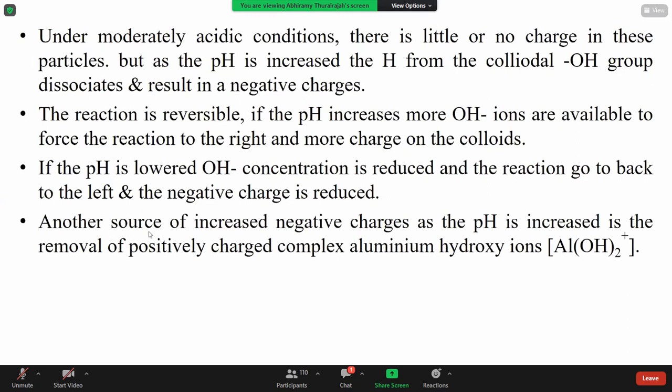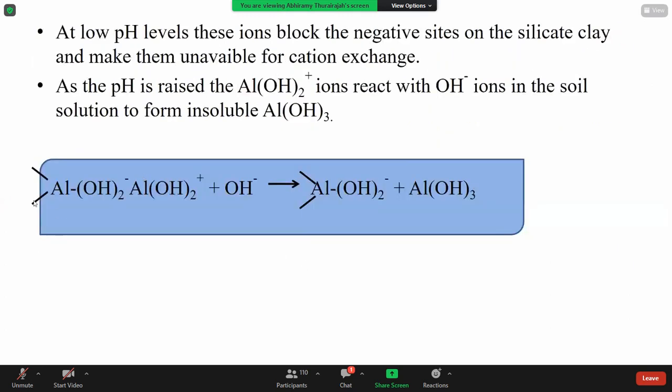Likewise, another source of increased negative charge as the pH is increased is the removal of positive charge from complex aluminum hydroxide ions. Here you see the aluminum hydroxide complex ions. As the pH increases, the OH- concentration increases. It reacts with this Al(OH)2+ and forms Al(OH)3 and creates Al(OH)4-, a negative charge. So this Al(OH)3 is an insoluble compound.